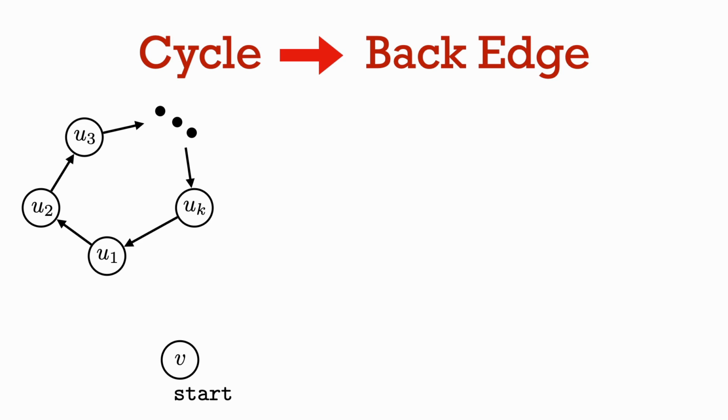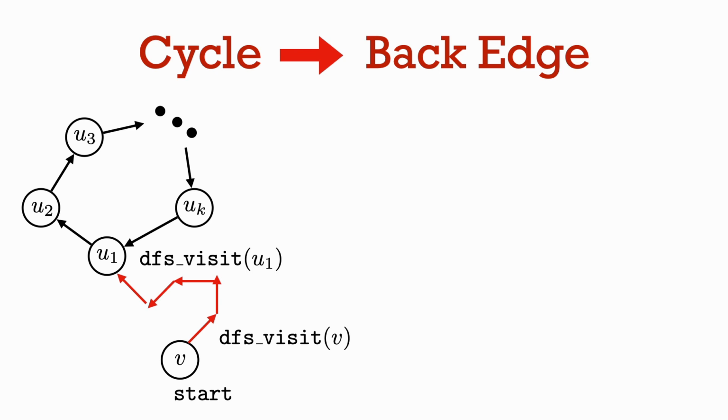And since the cycle is reachable from V, we know that DFS visit on V will find a path to this cycle. So here I've illustrated the path that DFS visit on V takes to the cycle. Of course, it may follow some diversions off of this path. I've just illustrated the path itself. We suppose that U1 is the first vertex on the cycle reached in the call to DFS visit on vertex V. We can just rename the vertices appropriately so that this is the case. So now we reach U1 and we call DFS visit on U1.